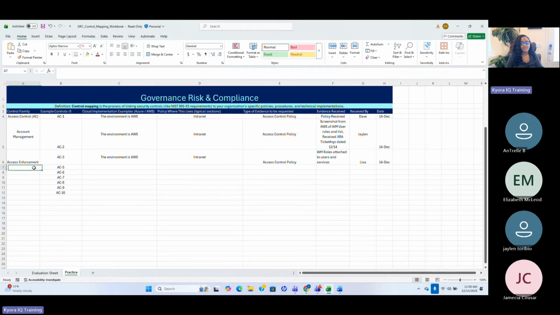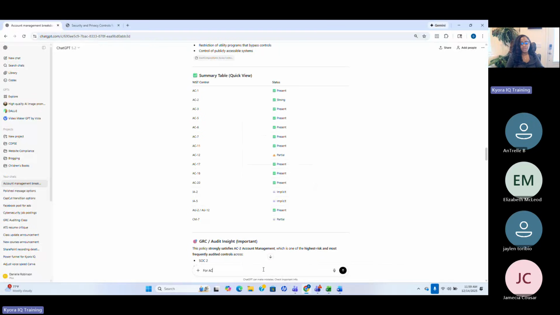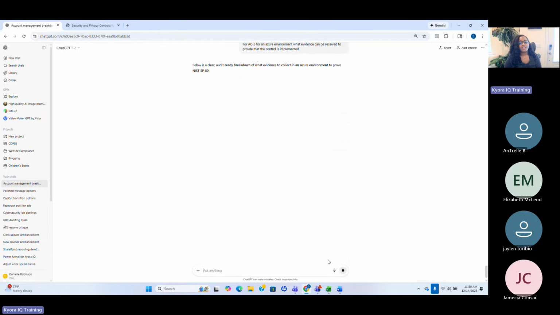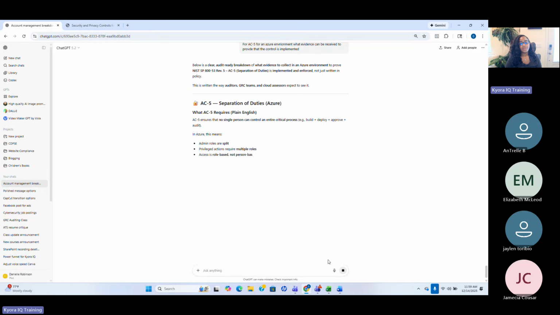And then we're moving on to AC5, and you're just going to say, for AC5, for an Azure environment, what evidence can be received to prove that the control is implemented? And ChatGPT doesn't care if you spell it wrong. Okay, so for AC5 in an Azure environment, it will switch it around for you and tell you exactly what you need.